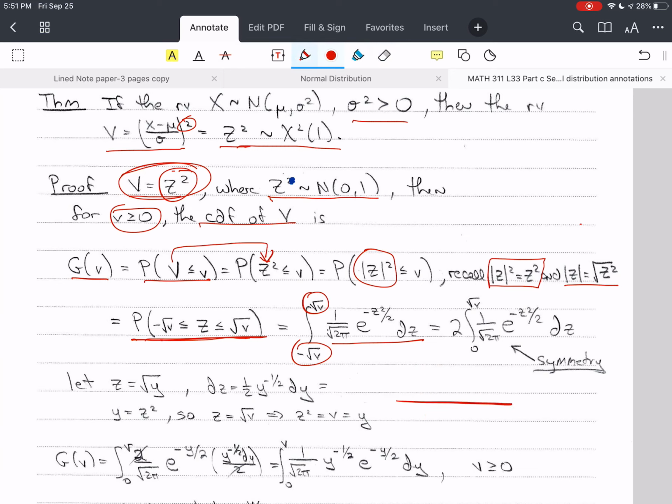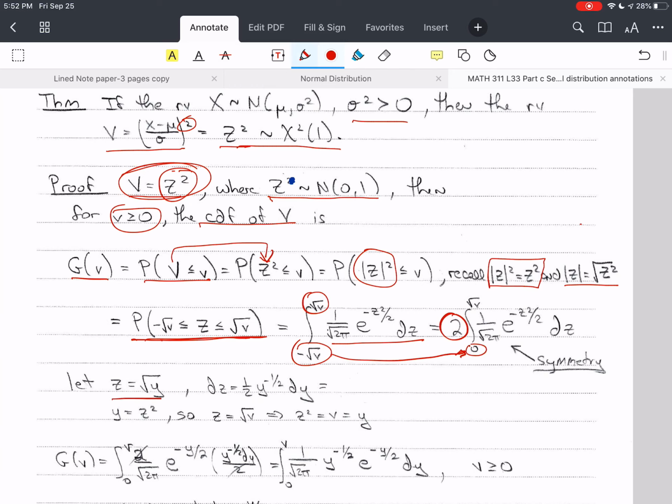So if I take the negative square root of v over here and the positive square root of v over here, the area between those two has to be the same as the area between those two. Okay? And so we multiply by 2. And we change this bottom limit to 0. And so we have that.